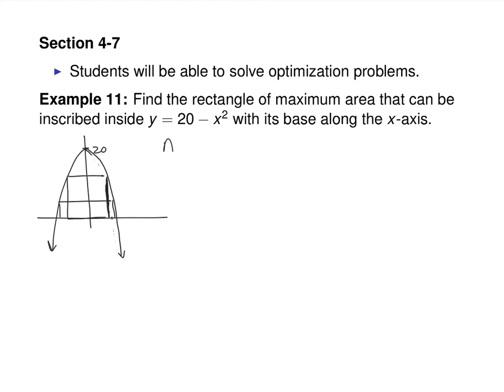So the area of that rectangle, this distance is x, this distance is y. So if you do x times y, it finds half of it. So what's the total area then? 2xy. And your y has a specific relationship. That's a y on this curve, right? Which means that y is equal to 20 minus x squared.